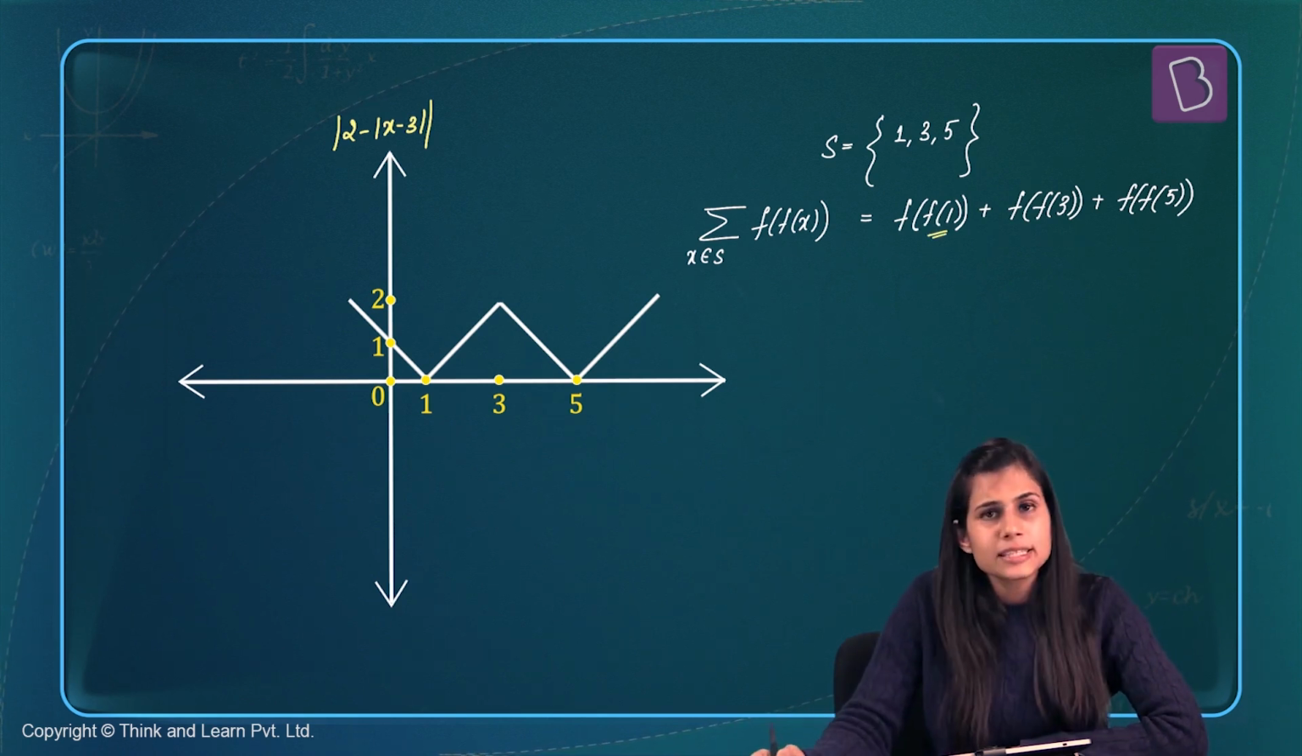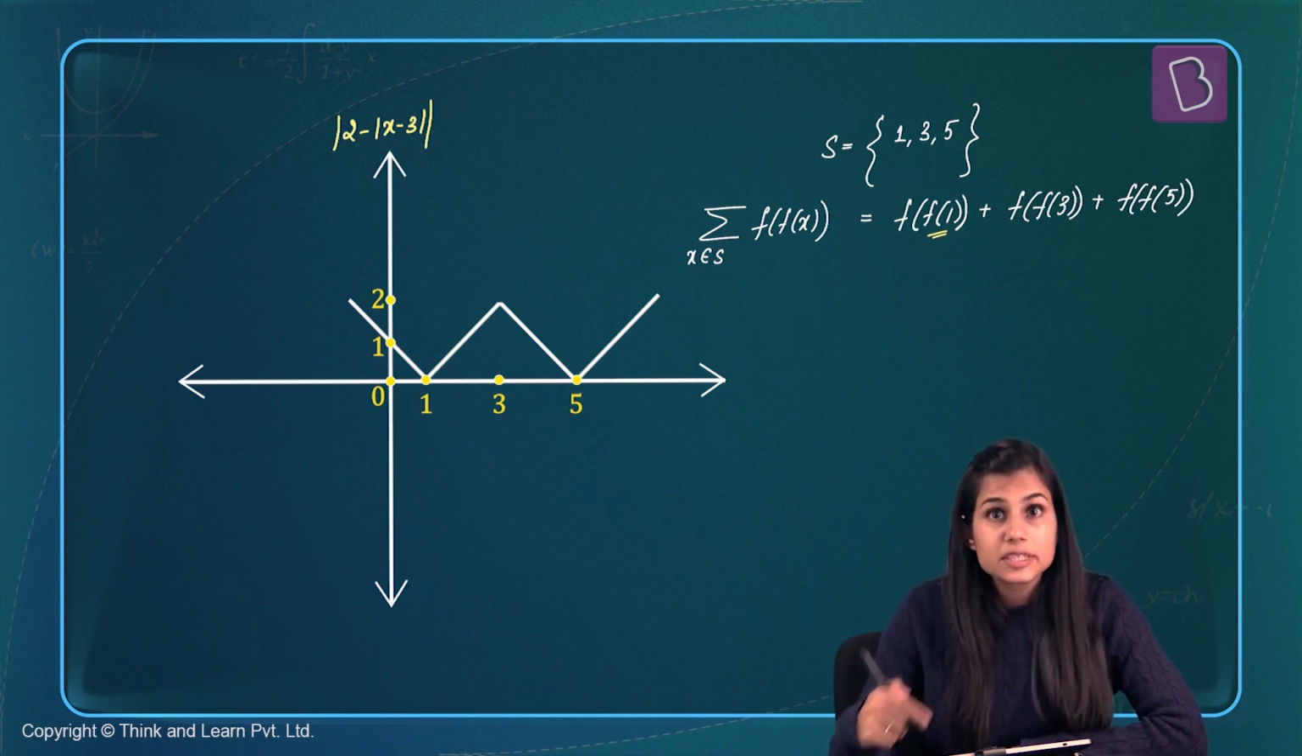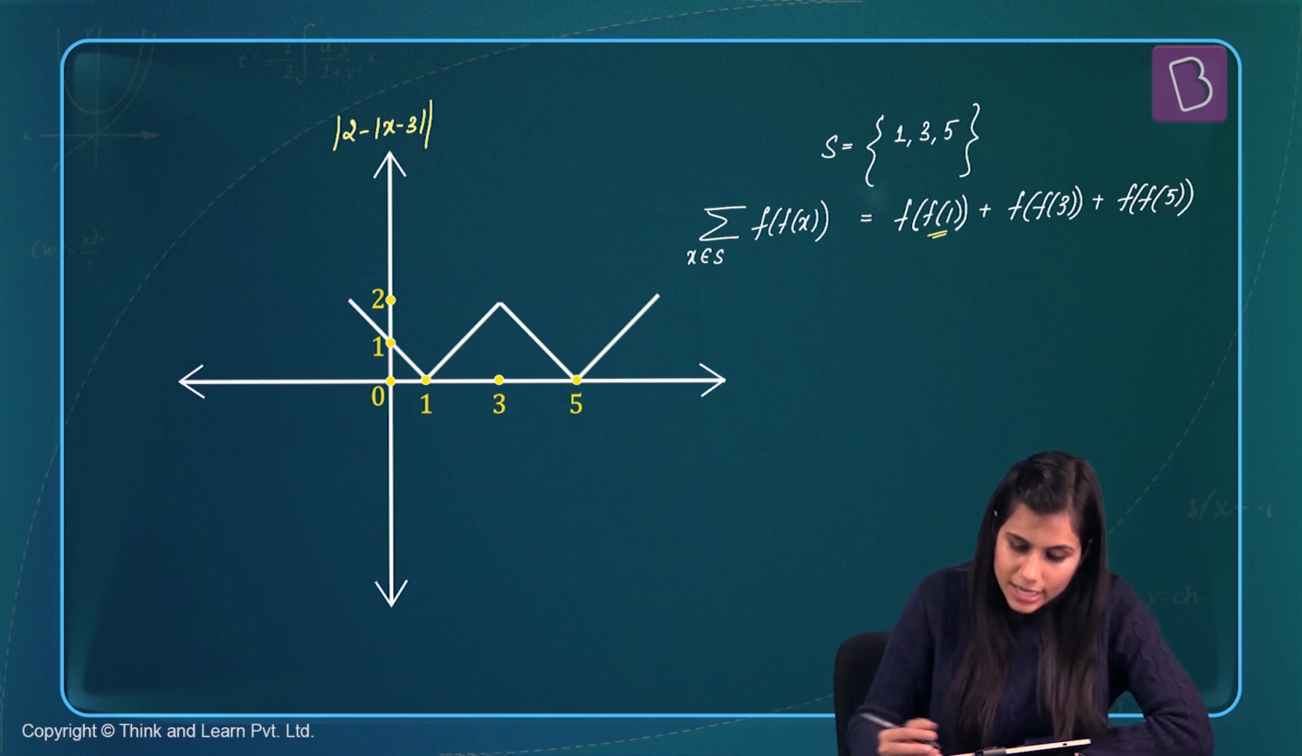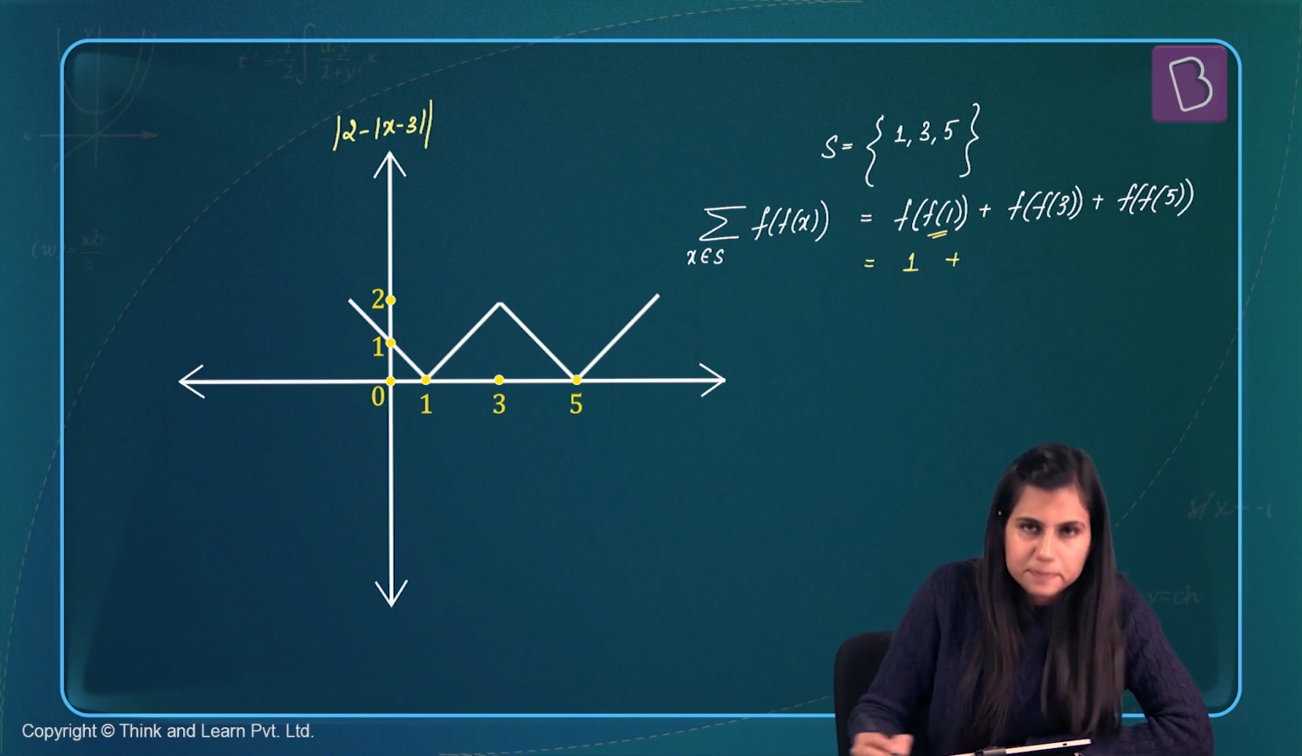So f of 1 you can see from the graph is 0, and f of 0 again you can see from the graph is 1. So this is nothing but 1.